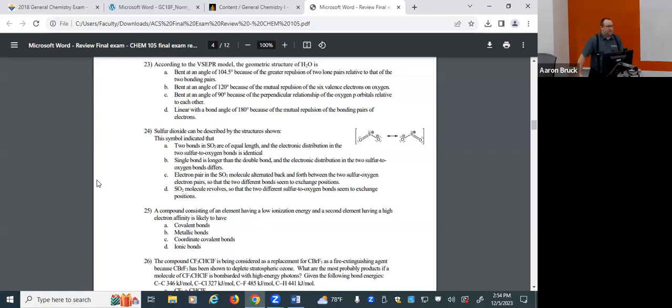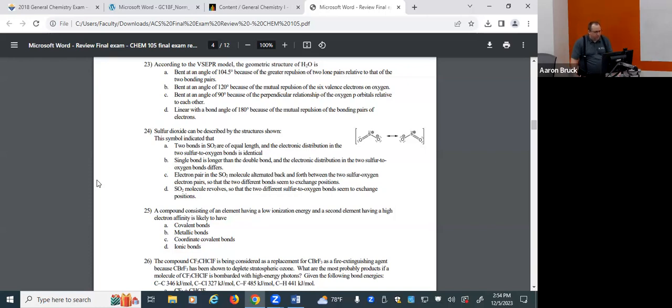But if there was no resonance there, we would have no need to show both structures. We would just say, okay, there's a double bond on this side and a single bond on this side, and that's what the molecule is. But we don't say that. We show both structures because they're both identical because of that delocalization.